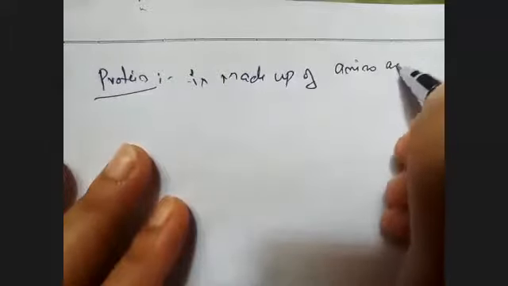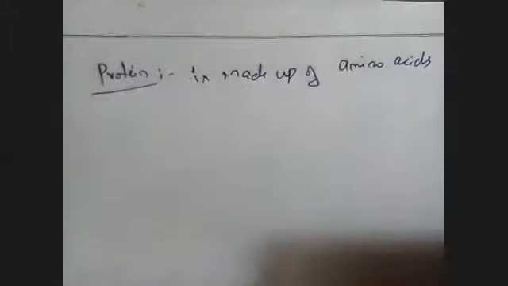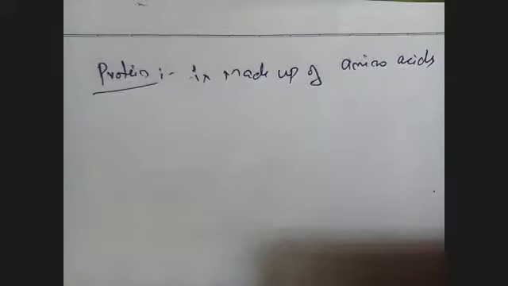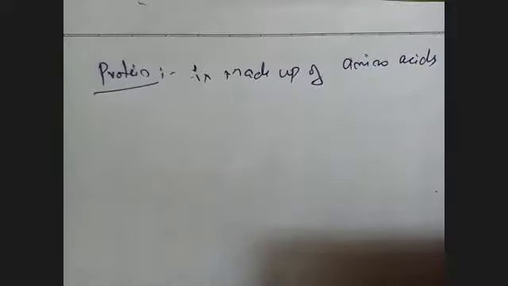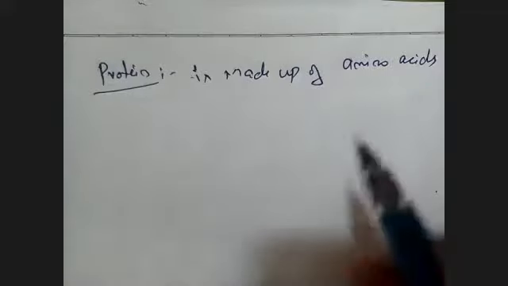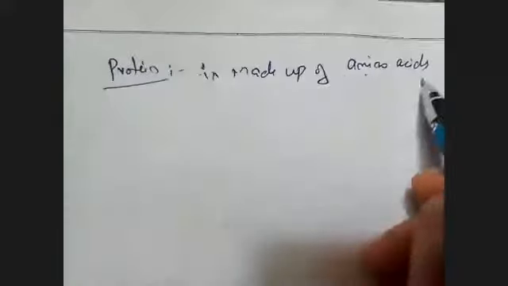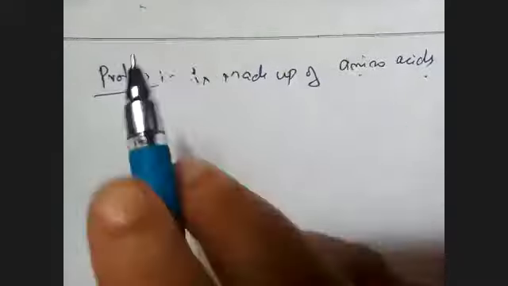is made up of amino acids. Protein is made up of amino acids. As we read, carbohydrates are a composition of monosaccharides, that is sugar units or glucose. In the same way, protein is a big, bulk thing. It is made up of small components called amino acids. You can get the reverse question also: what do you mean by amino acid? It's a building block of protein.